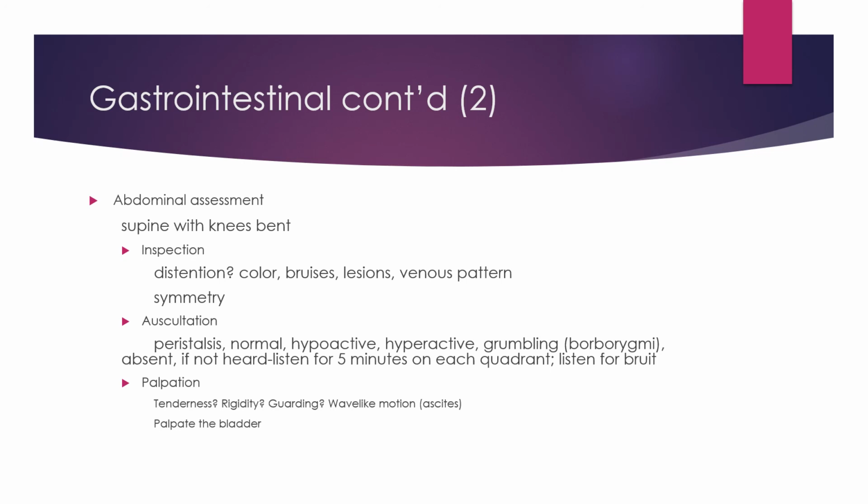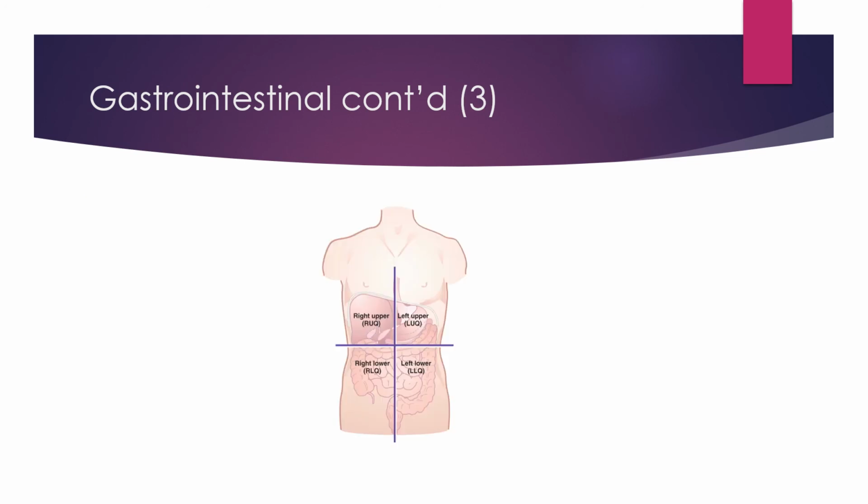You want to palpate for tenderness and rigidity, note any guarding or any wave-like motion, and palpate the bladder area as well. When you're assessing, you want to note that it's the patient's right upper quadrant, the patient's right lower quadrant, left lower quadrant.